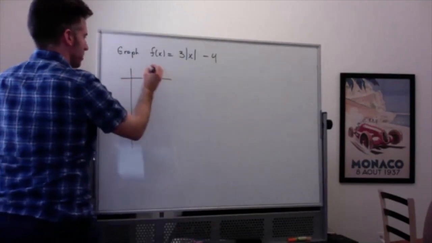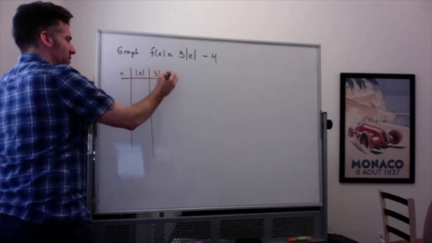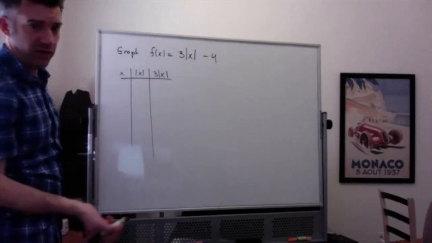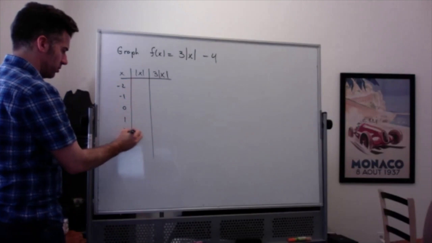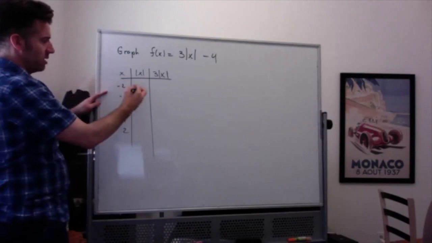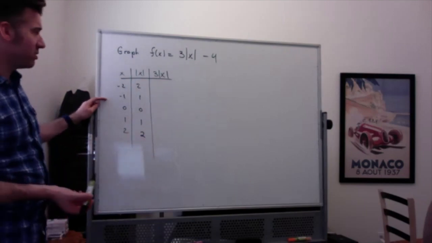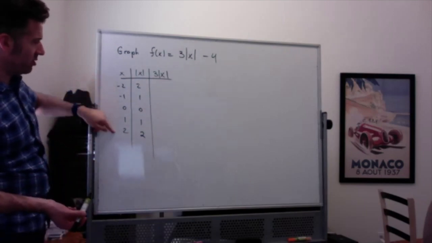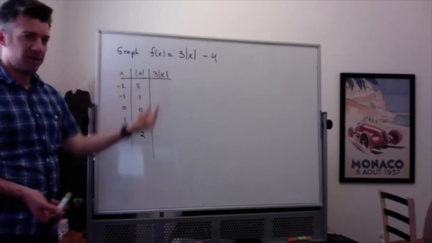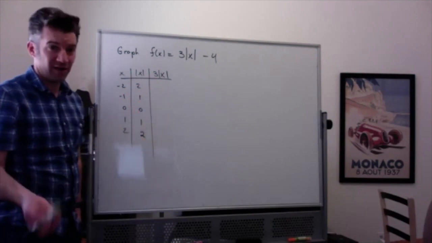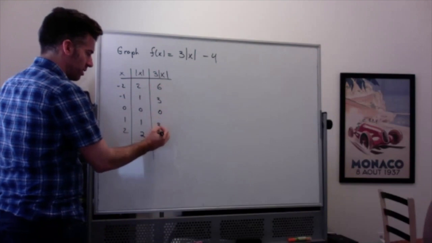So I'm going to do x, the absolute value of x, and 3 times the absolute value of x. I'm going to pick some usual values for x, like -2, -1, 0, 1, and 2. The absolute value of these is 2, 1, 0, 1, 2. If I just take the absolute value of each of these numbers, I get the corresponding positive values 2, 1, 0, 1, and 2. But if I multiply those by 3, all my y values are going to be 3 times as large as they were: 6, 3, 0, 3, 6.